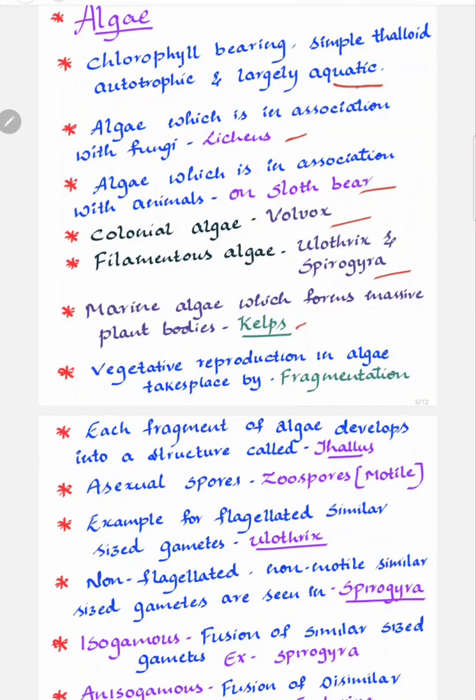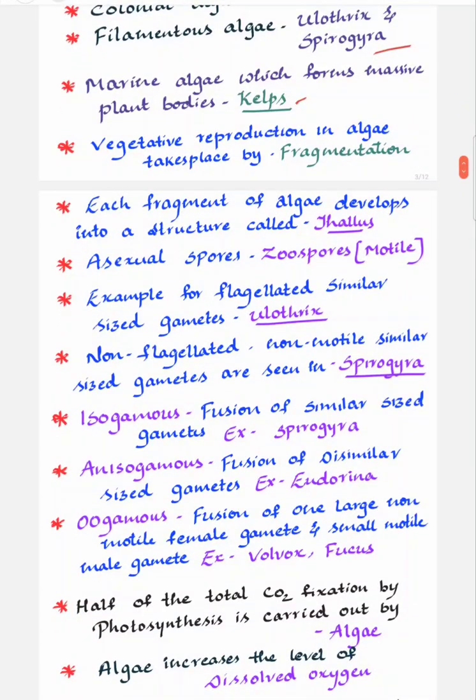Coming to reproduction in algae, vegetative reproduction in algae takes place by fragmentation. Here, each fragment of algae develops into a structure called thallus, and asexual spores of algae are known as zoospores and they are motile. An example for flagellated similar sized gametes is Ulothrix, and non-flagellated non-motile similar sized gametes are seen in Spirogyra.